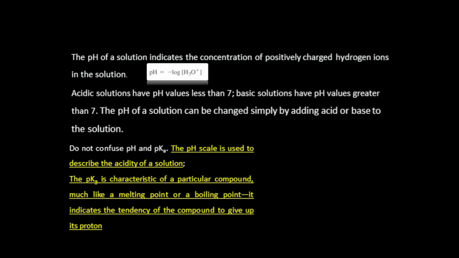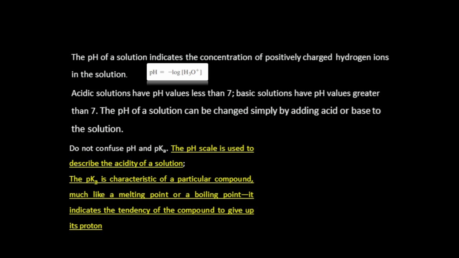Acidic solutions always have a pH value less than 7, and basic solutions, that is, the alkalis, always have a pH value greater than 7. We can change the pH values. Simply, if you are having concentrated HCl, the pH will be very low. If you are having a dilute HCl, the pH will be somewhat higher. Like that, you can change the pH values.